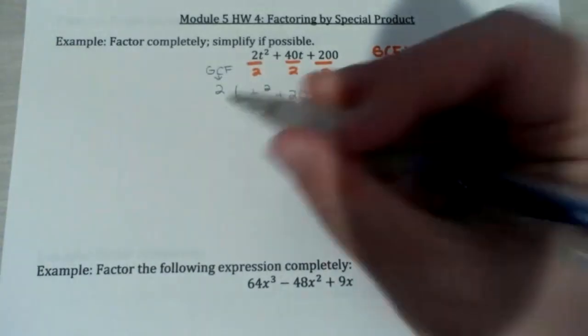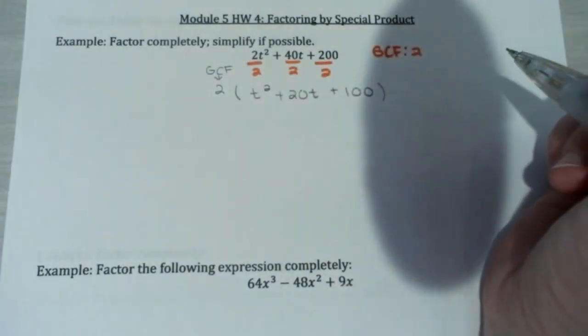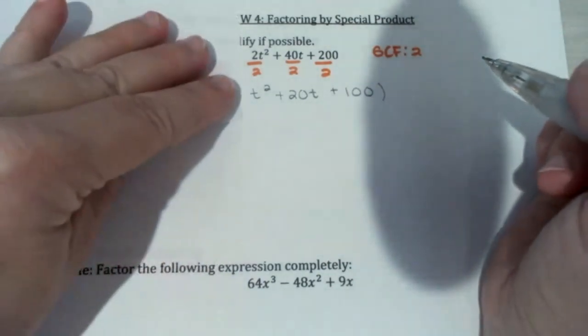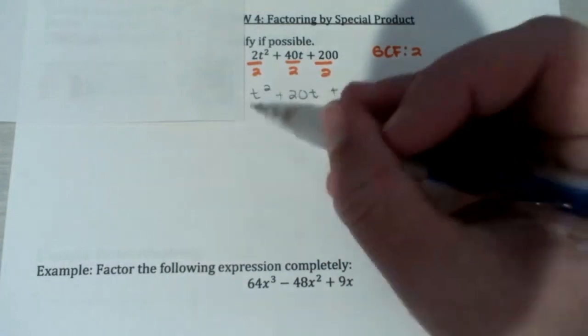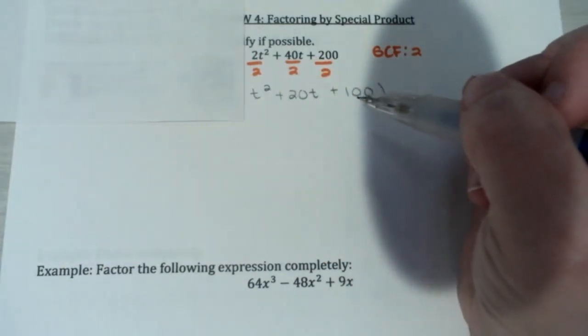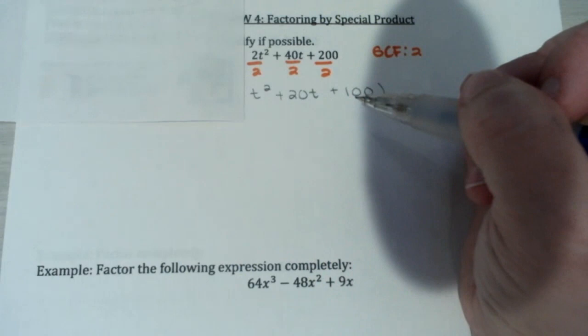So just like we did in the past, 2 is already a factor, 2 is already an answer, so I'm just going to leave it out front. I'm going to cover it up so I don't get confused, because now I'm just worried about factoring whatever's left over. I'm just worried about factoring t squared plus 20t plus 100.